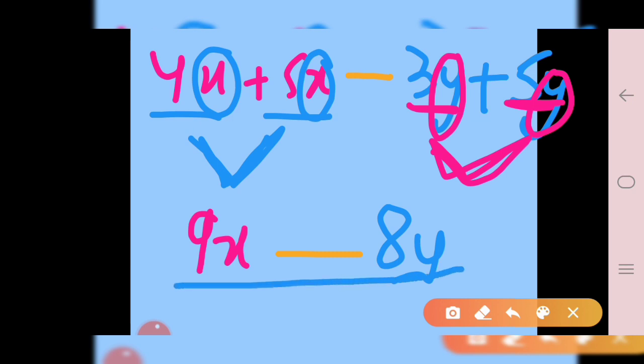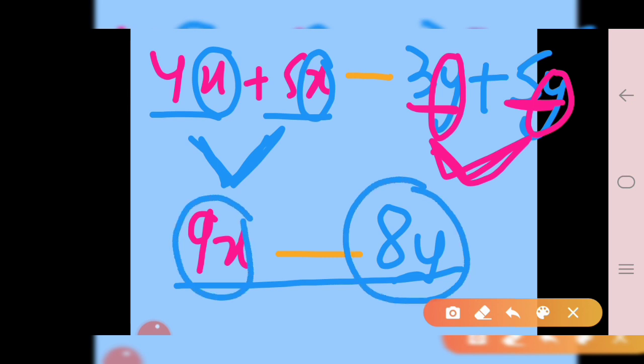Now I can't add or subtract these two numbers. Why? Because these two numbers, they are not numbers actually, they are terms. So why can't I add or subtract these two terms? Because these are from different families. This is x family and this is y family. So I hope it's clear.